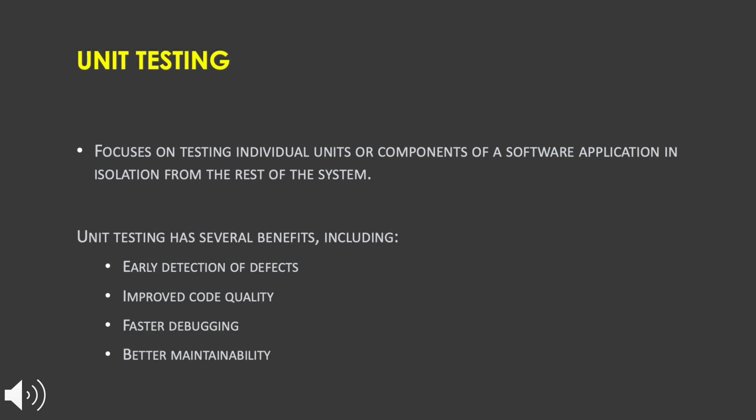Improved code quality. Unit testing encourages developers to write better and more reliable code, leading to higher quality software. Faster debugging. Unit testing can help developers quickly locate the source of defects in their code, making it easier to debug and fix issues. Better maintainability. Unit tests provide a safety net for developers when making changes to the codebase, ensuring that changes do not break existing functionality. Overall, unit testing is an important part of modern software development and can help ensure that software is reliable, maintainable, and of high quality.